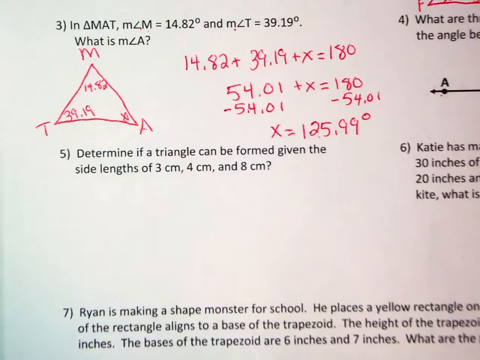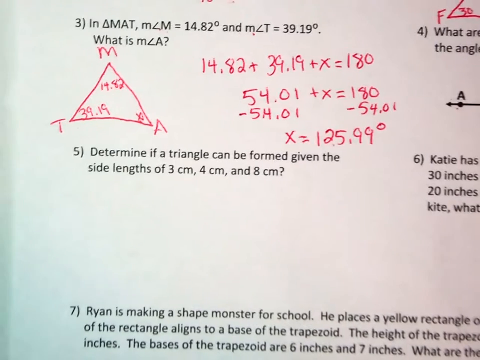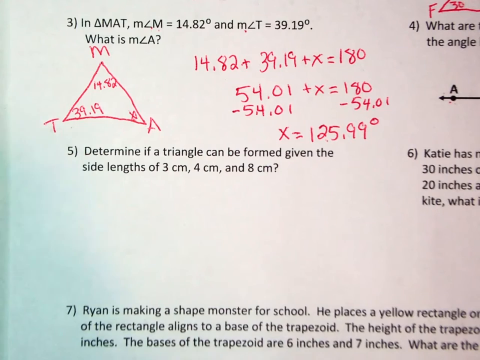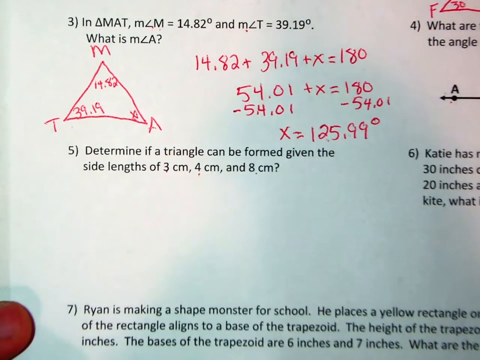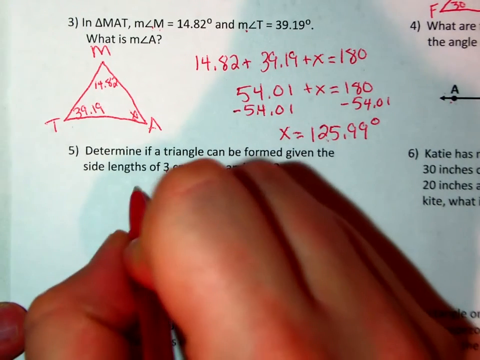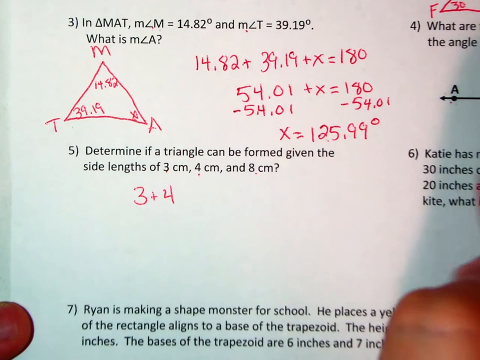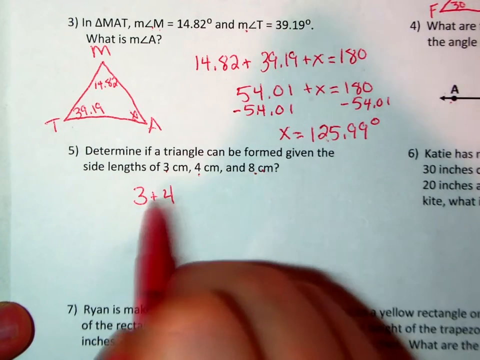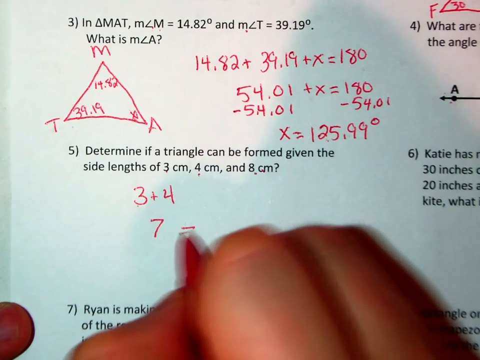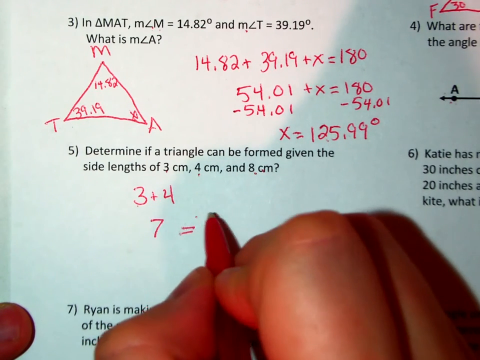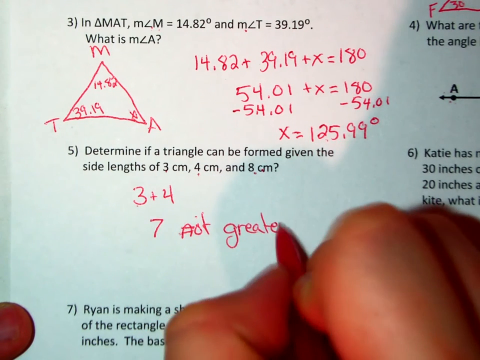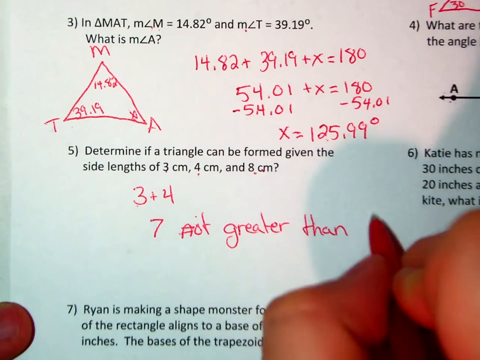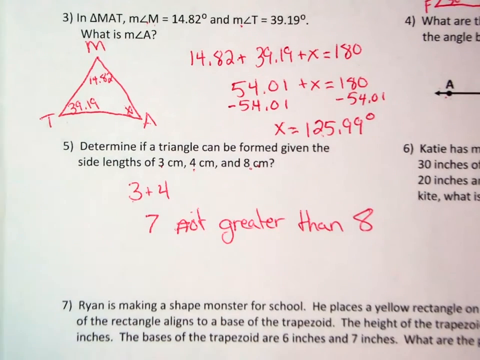Number 5, determine if a triangle can be formed given the side lengths of 3, 4, and 8 centimeters. We just discussed triangle inequality theorem today, in which 2 side lengths of a triangle must add up to be greater than the third in order for it to be able to form a triangle. So I would need to ask, does 3 plus 4 equal a value that is greater than 8? Well, 3 plus 4 is 7, and 7 is not greater than 8. So this would not be able to form a triangle.